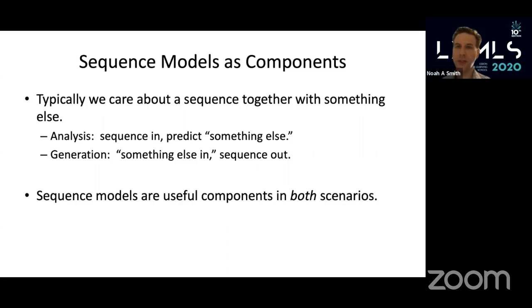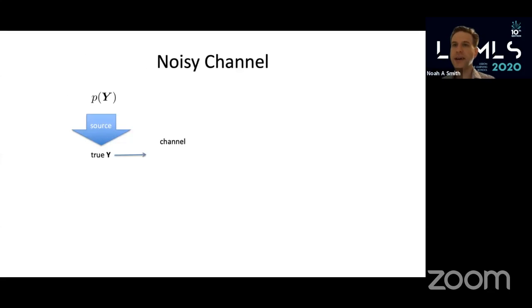And to understand that, I'm going to introduce a very old and important concept called the Noisy Channel. So here's the idea. In the Noisy Channel, we're going to tell a generative story about our data, and not just about one sequence, but about data that involves two random variables, one or both of which could be a sequence. So in this paradigm, we start out with a probability distribution called the source over random variable y. And so the story we tell is that first the source model generated the true value of random variable y.